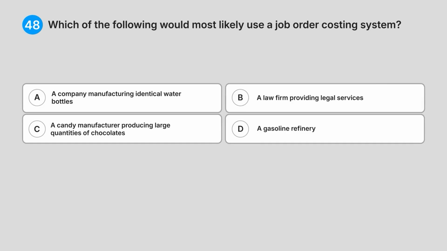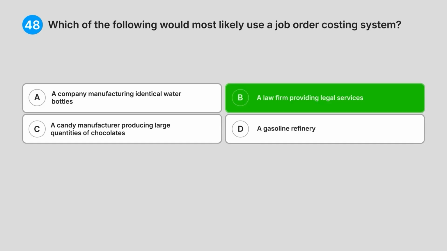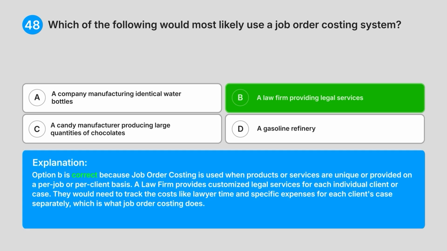Correct answer. B. A law firm providing legal services. Explanation. Option B is correct because job order costing is used when products or services are unique or provided on a per job or per client basis. A law firm provides customized legal services for each individual client or case. They would need to track the costs like lawyer time and specific expenses for each client's case separately, which is what job order costing does.